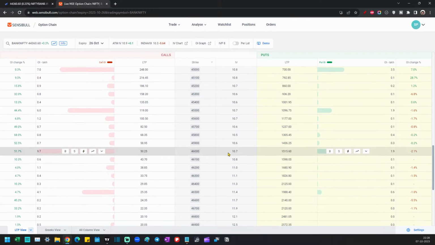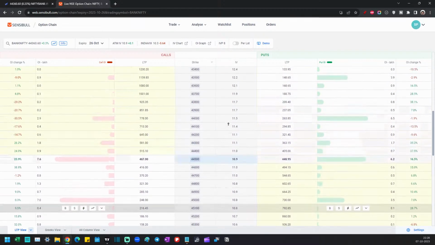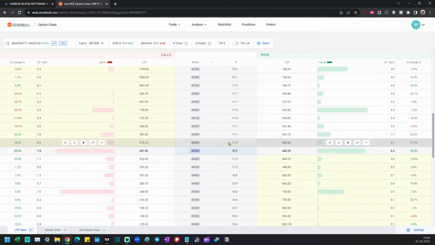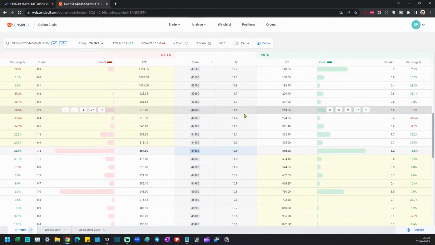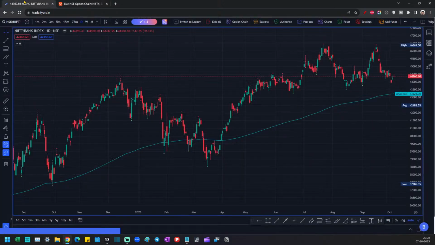Highest put writing is at 46,000 and the highest call writing is at 44,000. Where is 46,000? 46,000 is here. This is where the highest call writing is, and 44,000 is here. So again, the support of price action and the institutions are the same, and 46,000 is the highest resistance for Bank Nifty on the top side. So these are going to be the levels for Bank Nifty.